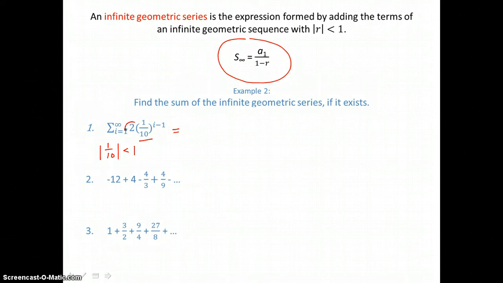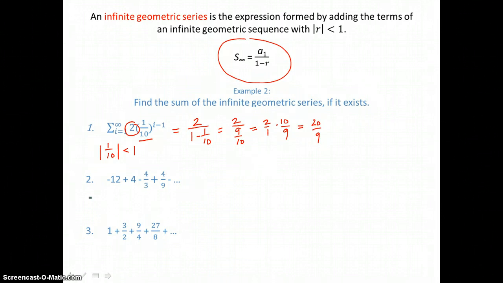So we need the first term, which is right here, 2 over 1 minus that common ratio of 1/10. And simplifying, we have 2 over 10/10 take away 1/10 is 9/10. And inverting that denominator and multiplying it to the numerator, we get a product here of 20/9. So the sum of this first infinite geometric series is 20/9.